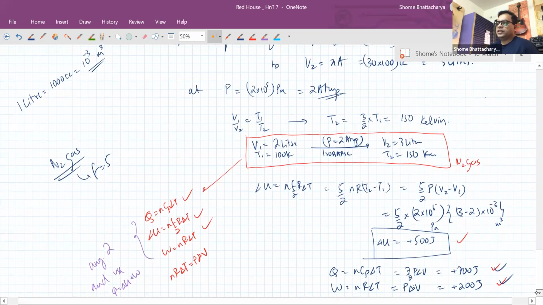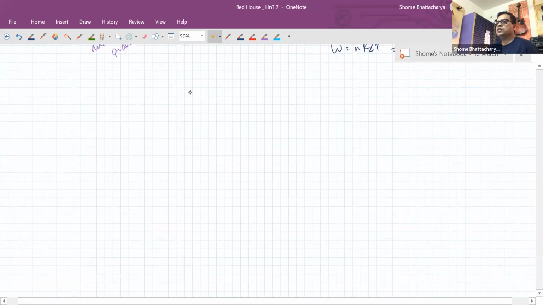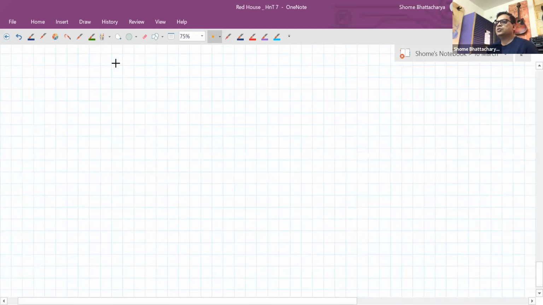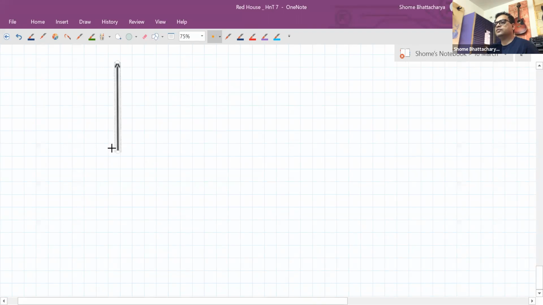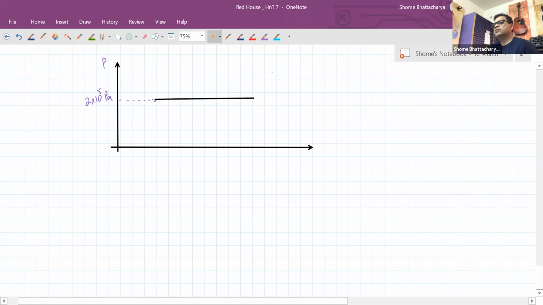You can also do it this way. Another alternate way of doing the question is that once you understood it's isobaric, just visualize the graph. So you can see that pressure remaining constant at 2 atmospheres, so 2 into 10 raised to 5 pascals. The volume is changing from 2000 milliliters to 3000 milliliters. Okay. So this is going in this direction.